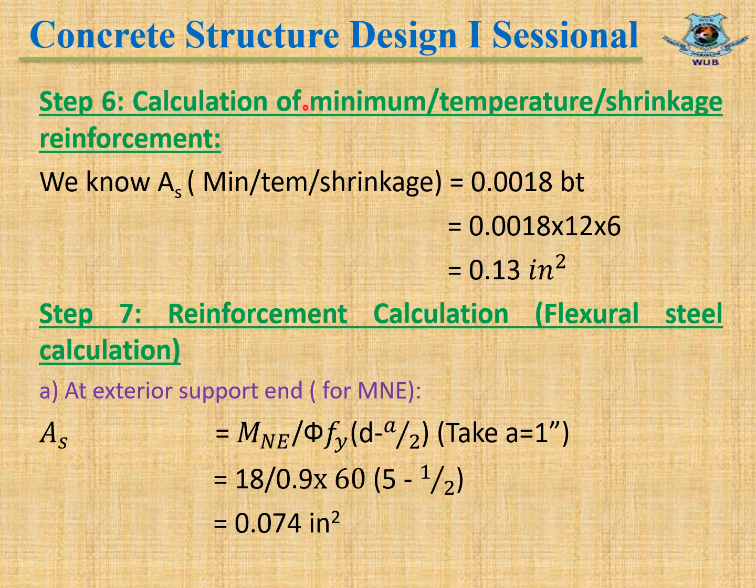Step 6. Calculation of minimum reinforcement. A is equal to 0.0018 bt for steel of 60 ksi. Here b equal to 12 inch, t equal to slab thickness equal to 6 inch. Finally, A is equal to 0.13 inch square.